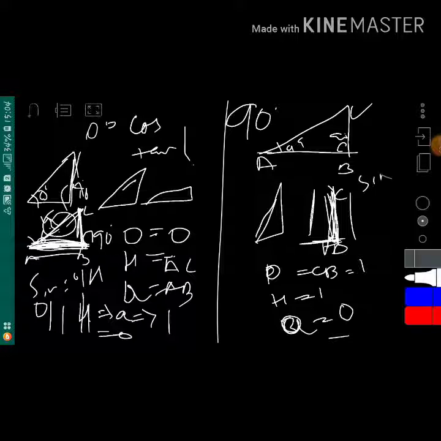And sine theta again. What is it? O by H. Superb, yeah. Now you remember. Good. So what is my O? Opposite. Opposite is 1. H is 1. So 1 by 1 is nothing but 1. Same like that you have to do for cos, tan, and that's it.